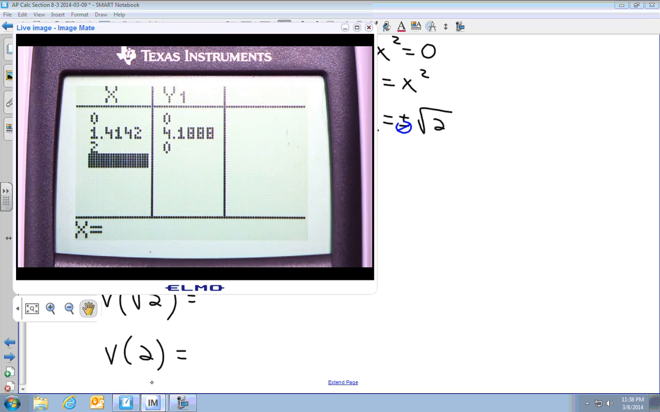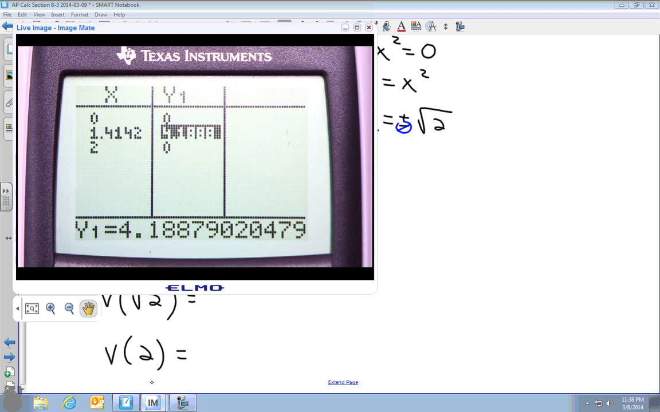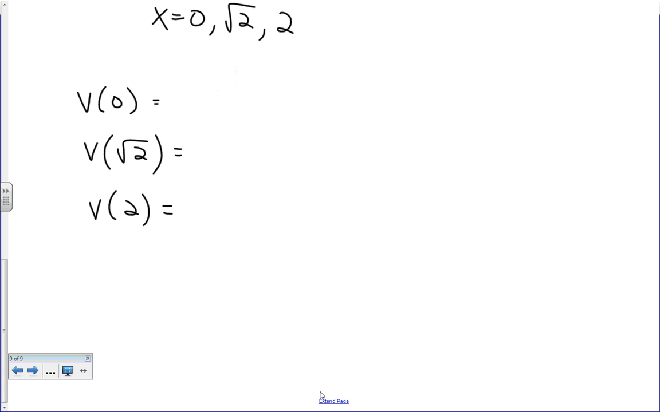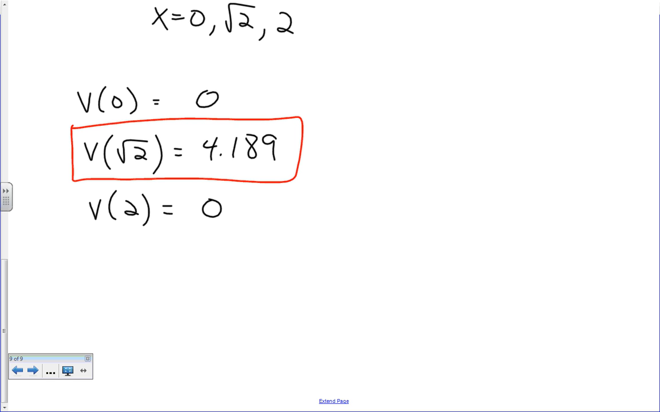And again, like I suspected, at 0 and 2 we got our zeros, so at the square root of 2 is where our answer is going to be. And it turns out we get 4.189. So these are zeros, and this is 4.189. And again, this is volume that we're measuring here. I don't think they gave us any units to work with in this problem, so we don't have to worry about units. So we have volume is equal to 4.189. That's clearly our maximum volume. The other ones are 0, so this is our maximum volume.